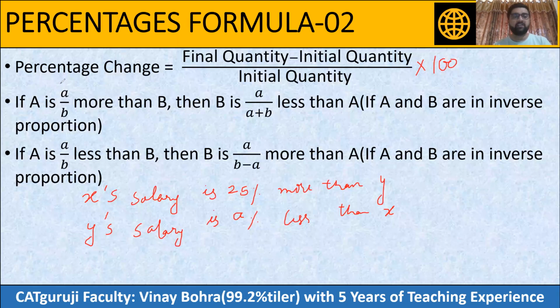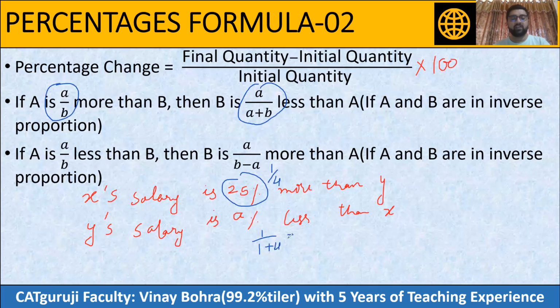This shortcut trick says that if your A is A by B fraction more than B, so this 25% is 1 by 4 fraction. So your X is 1 by 4 fraction more than Y, then your Y will always be A by A plus B. So 1 by 1 plus 4, that will give us 1 by 5. And 1 by 5 is 20%. So we can easily find the answer by using this shortcut trick.